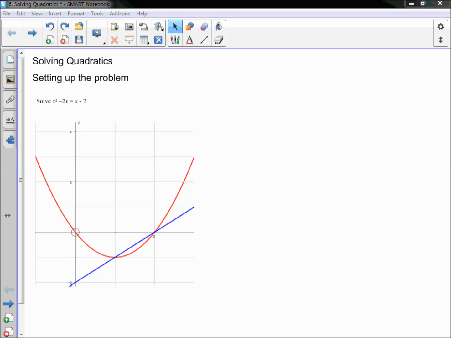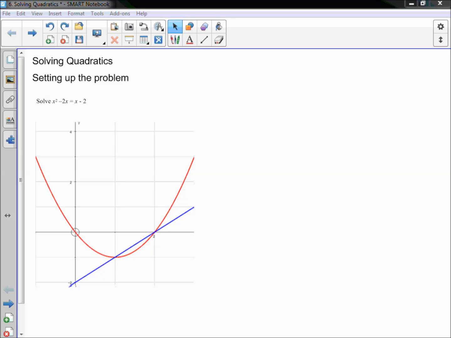We're going to be looking at three things in this video: what we're trying to do when we solve a quadratic, and then two ways of finding the roots or the solutions of a quadratic, either by factorisation or by the use of a quadratic formula.